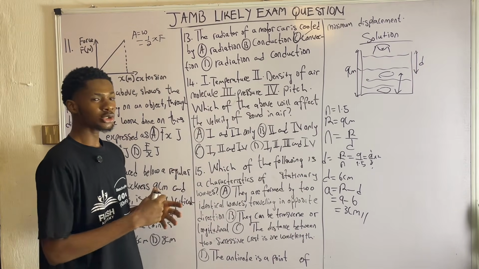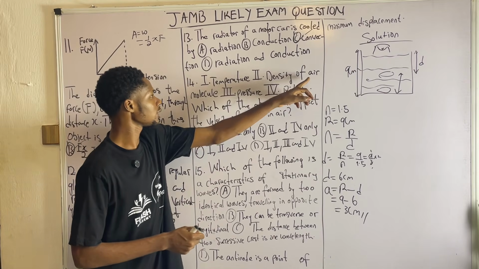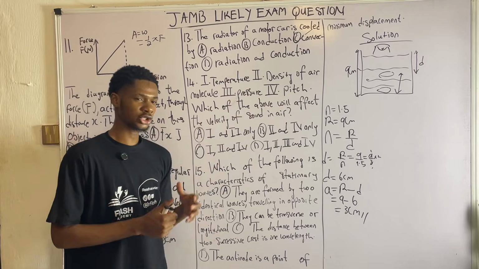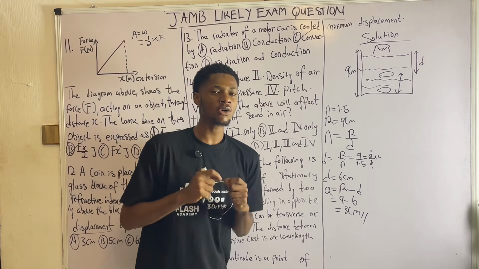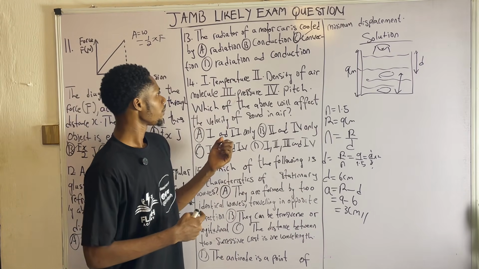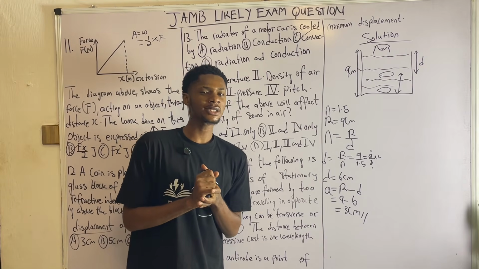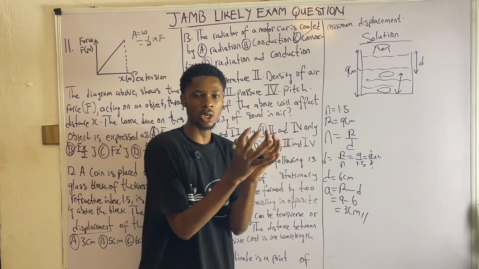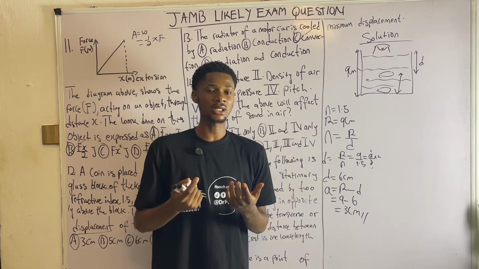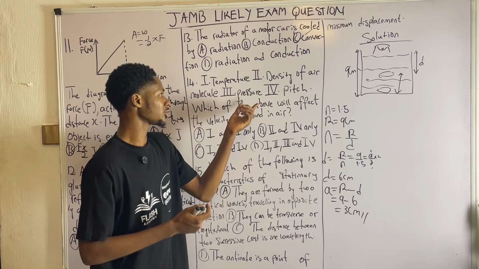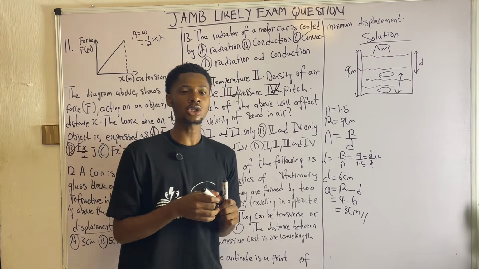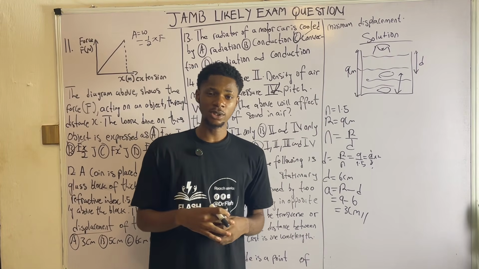Now the next question on the board: temperature, density of air molecules, pressure and pitch. Which of the above will affect the velocity of sound in air? Now take note, the velocity of sound in air varies with temperature and the density of the molecules. When we talk about the density of the molecules, if the molecules are stacked together, sound will not easily penetrate through. Remember, the speed of sound is constant regardless of the pitch and pressure. That is why it does not depend on these two. These two are already out of it. Regardless of the pitch or the pressure, it is always constant, roughly 340 meters per second.